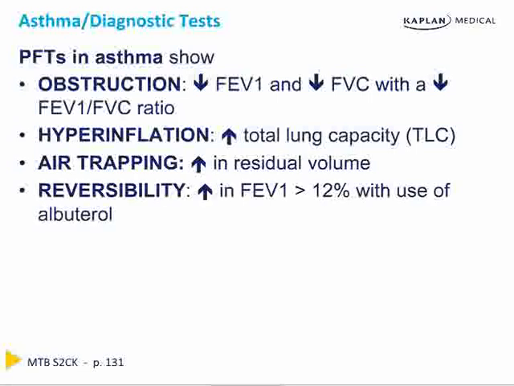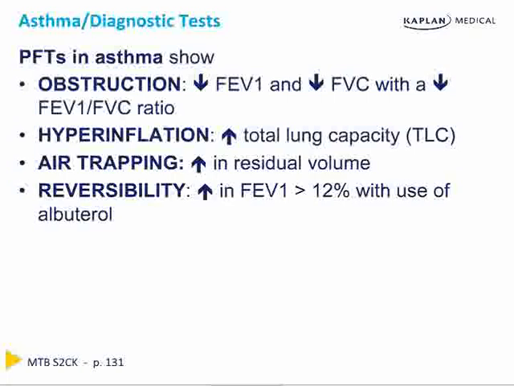There is also evidence of reversibility on the PFTs. Namely, when you administer albuterol or another beta agonist to the patient, you're going to see an increase in the FEV1 of greater than or equal to about 12%, and that is defined as reversibility, which is a cardinal trait of an asthmatic.